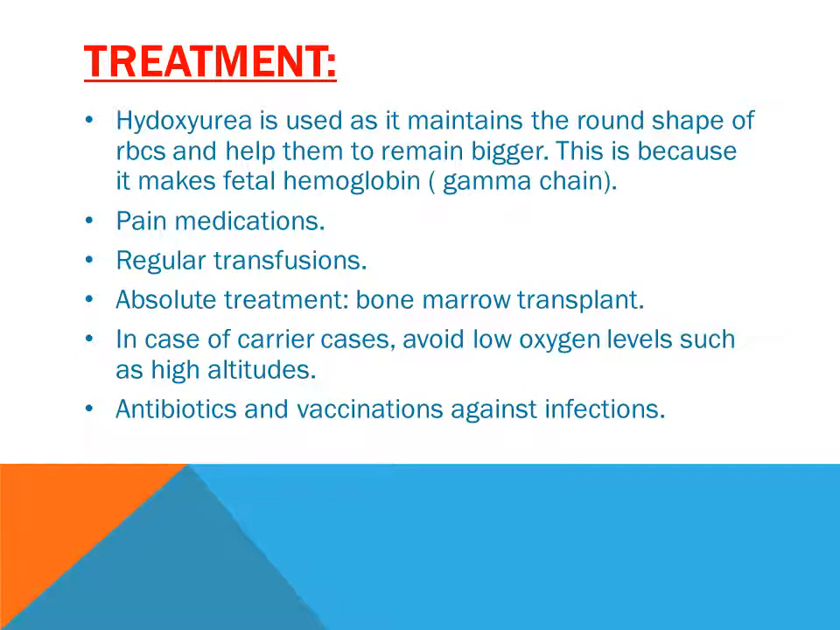Let's talk about the treatment options available for sickle cell anemia. Hydroxyurea is used as it maintains the round shape of cells and helps them to remain bigger. This is because it makes fetal hemoglobin.